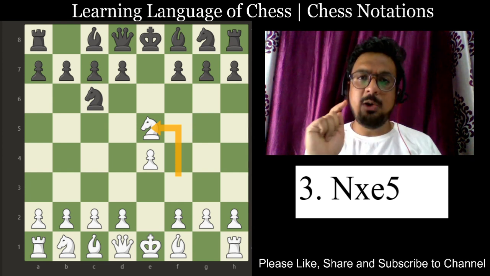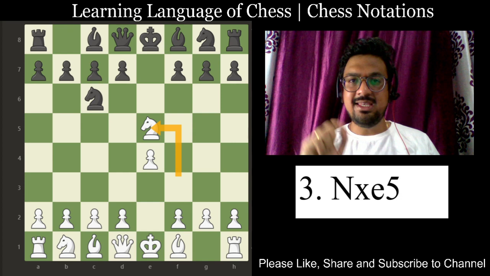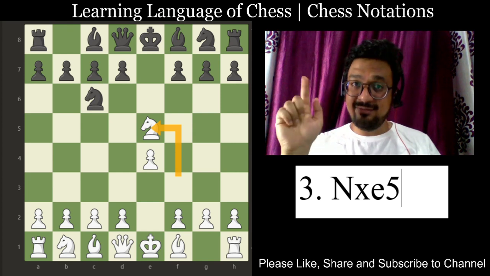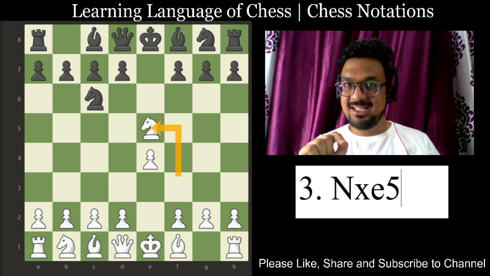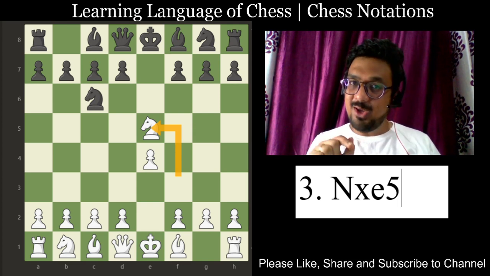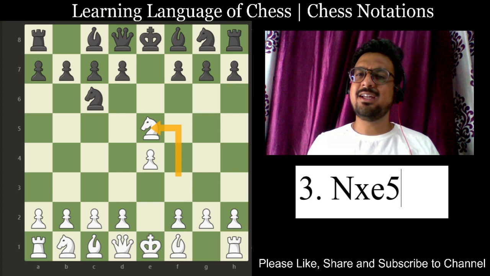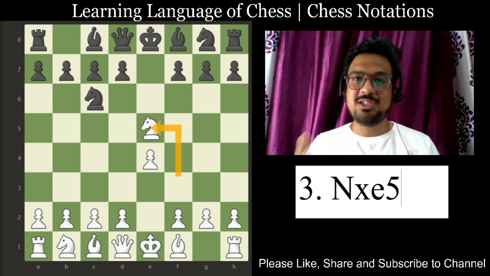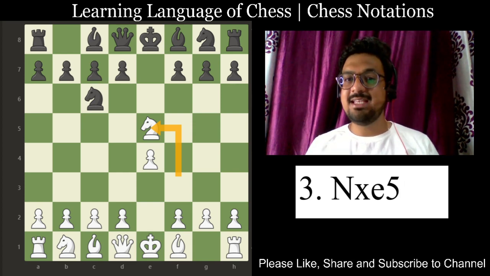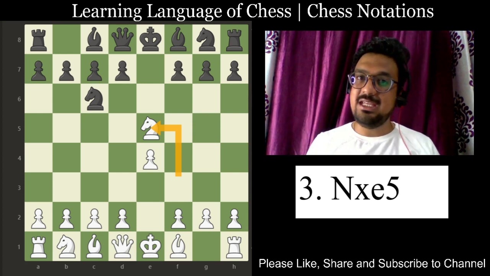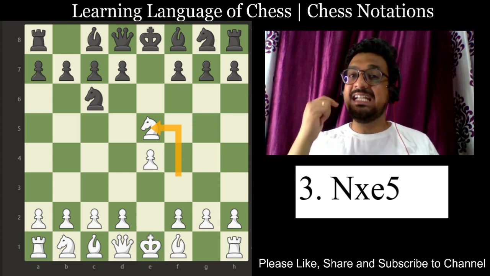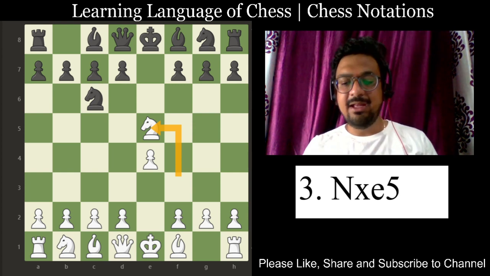Now how to read this? It is read as N cross E5 or N takes E5. So cross or takes, these are the two kinds of language that you say. So it can be said as knight cross E5, that is N cross E5, or knight takes E5, that is N takes E5. Okay, excellent.